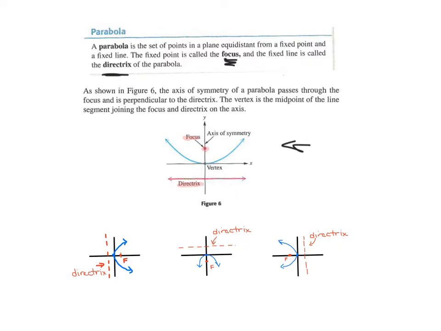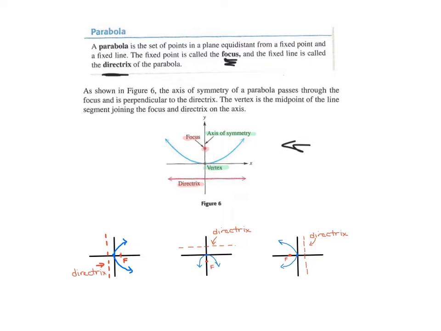We saw back in chapter 3 the axis of symmetry, and we also saw the vertex. We also talked about the direction of the parabola, whether it opened up or down. However, what we're going to see in this chapter are parabolas that open left and right.